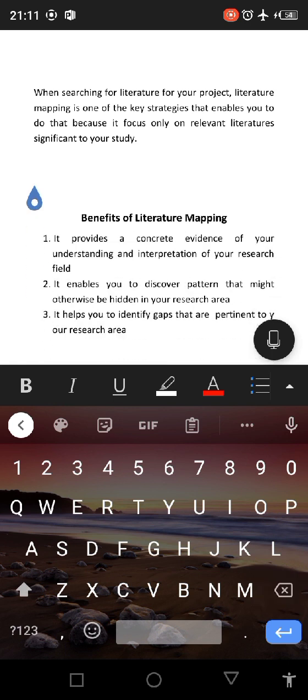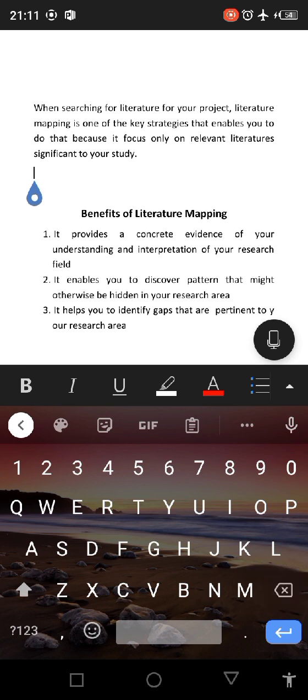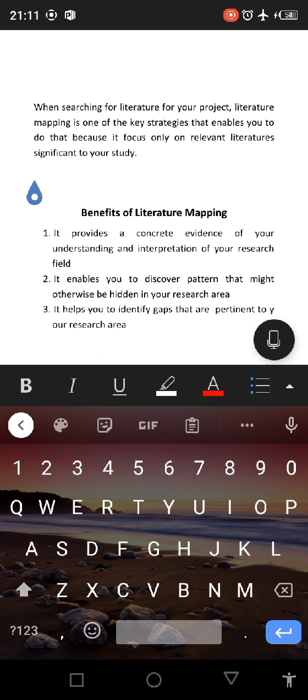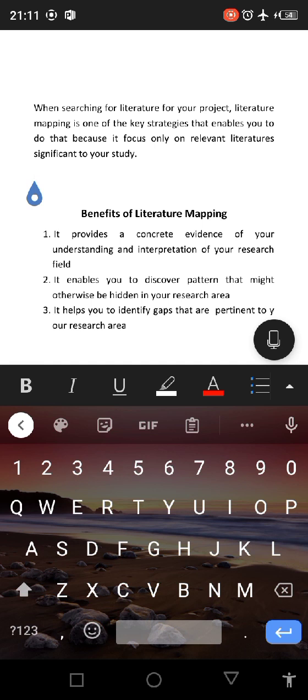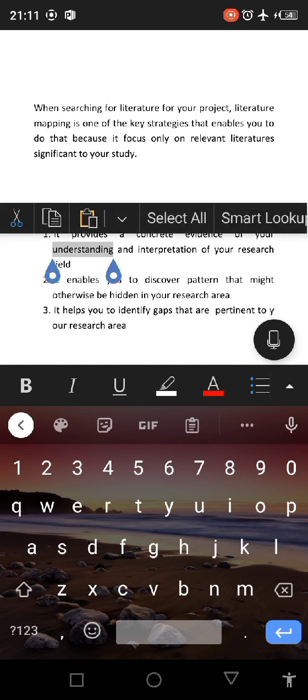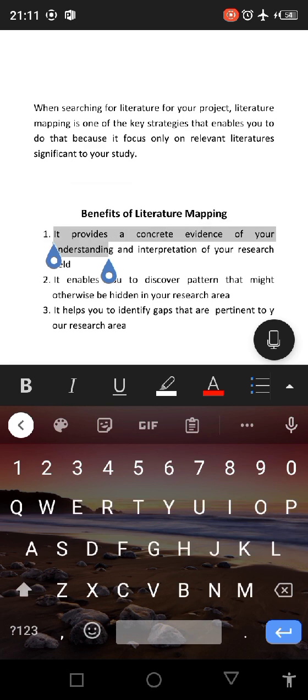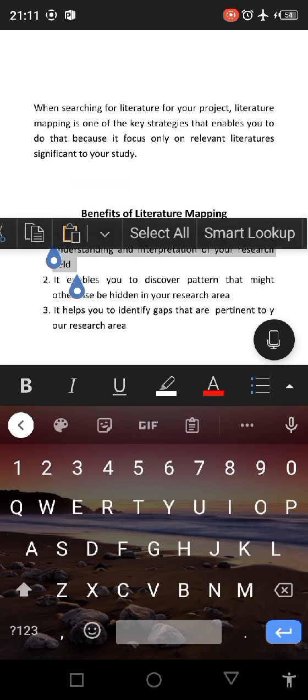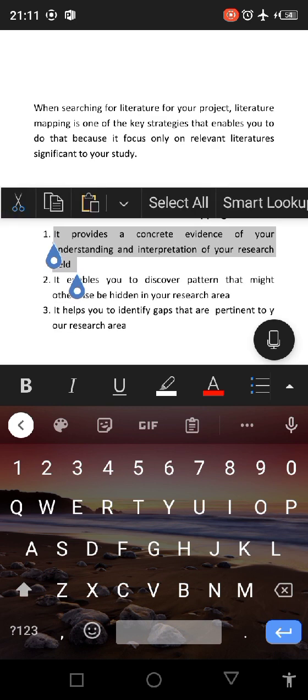Okay, now let's move to the benefits of literature mapping. Literature mapping possesses a lot of benefits. Yes, it possesses a lot of benefits. Before we talk about the benefits, I want you to know one thing. Literature mapping could be tedious. Yes, that's one fact about literature mapping. It could be tedious. In fact, it's not that it could be, it is tedious. That's it. It is tedious.